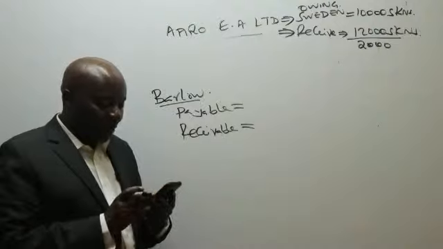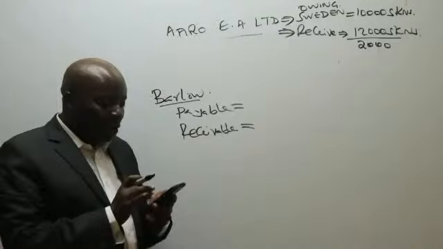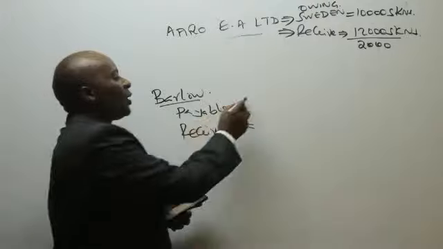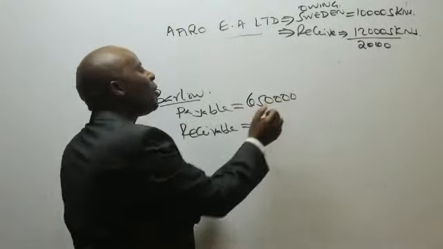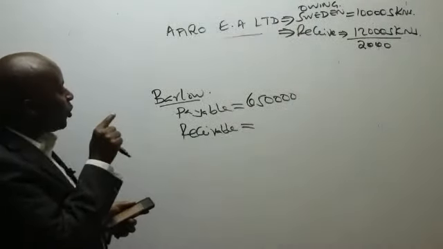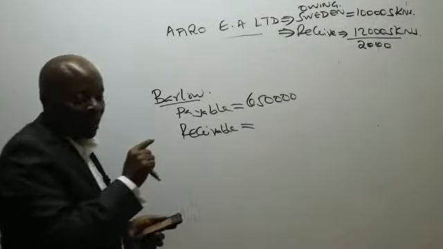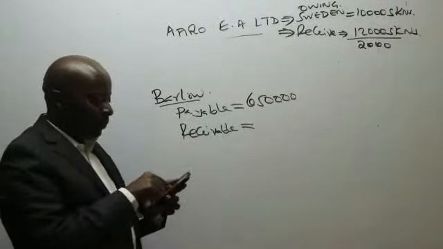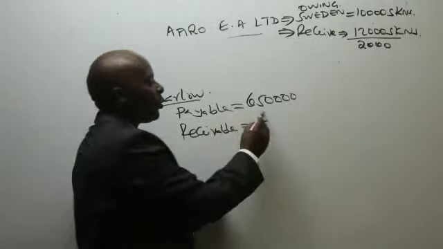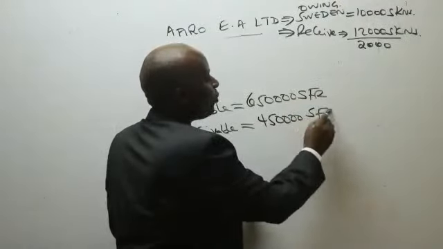Barlow's payable, we are told, ladies and gentlemen, Barlow owed Orange 650,000. And then now we have Orange, which also owed Barlow. So if Orange owed Barlow, then that owing becomes a receivable to Barlow. A receivable of how much? 450,000. Remember, these both are Swiss francs.